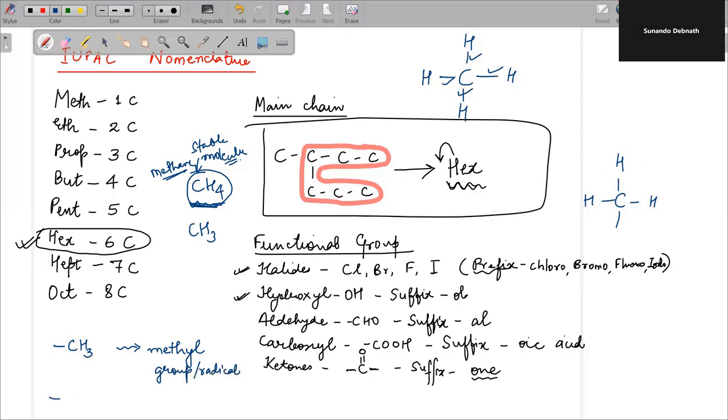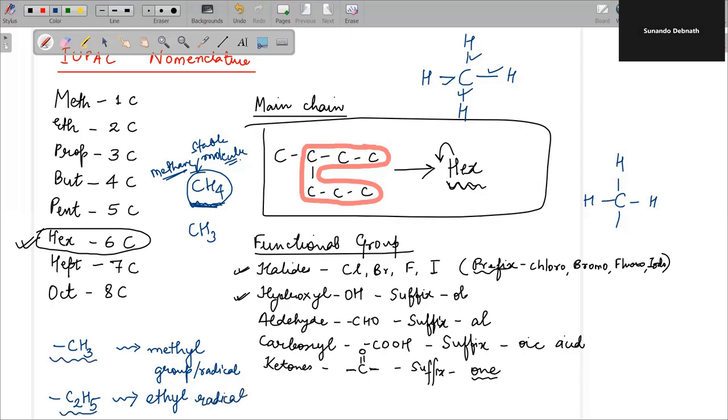And similarly, you may have a C2H5. C2H6 is ethane. But if you remove one H from ethane, then it becomes C2H5, and again its tetravalency is not satisfied. We call it not ethane, but ethyl. We call it ethyl radical or ethyl group. So keep this in mind. CH3 is methyl, C2H5 is ethyl.